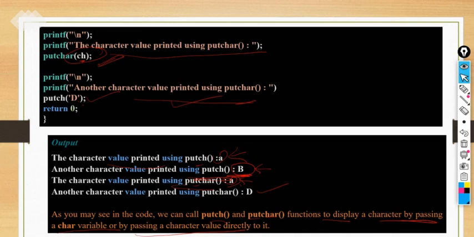Okay, so I hope it is clear to all. It was all about the unformatted input output functions, and we have already covered the formatted input output functions in the previous lecture. So up to now, the third unit, according to your syllabus, is completed. From the next lecture onwards, we will start with the fourth unit, and the topic will be arrays. So we will discuss the array topic in the next lecture.